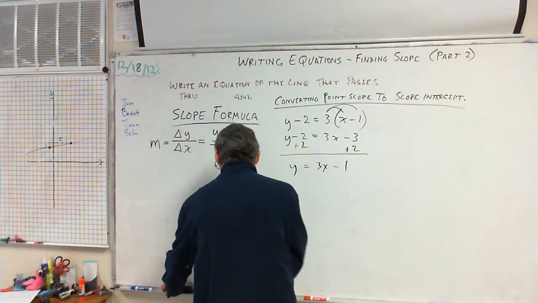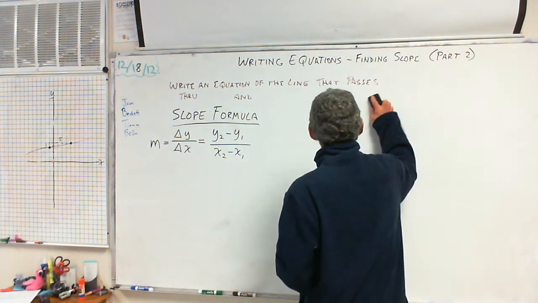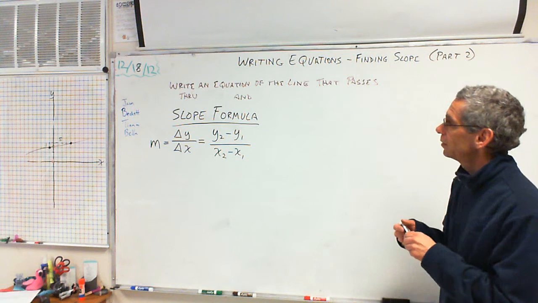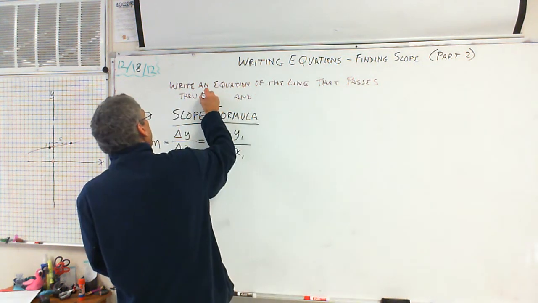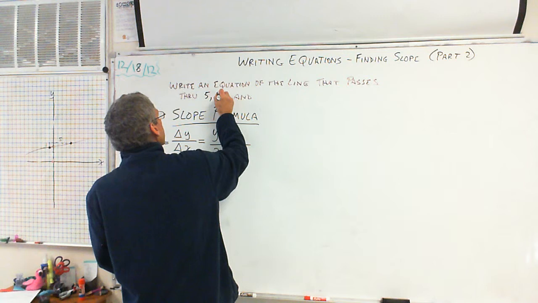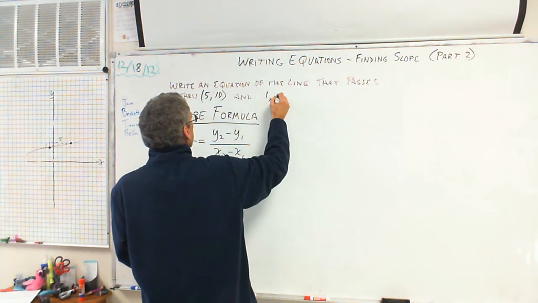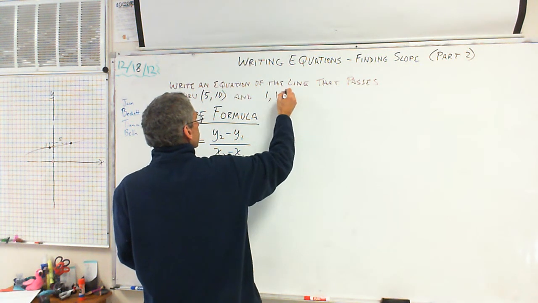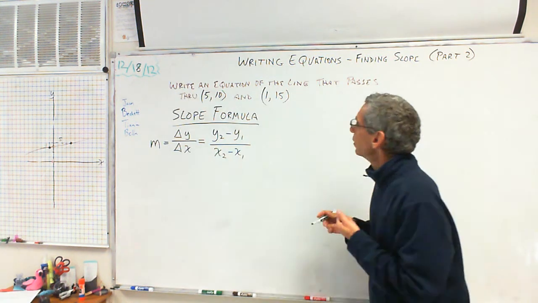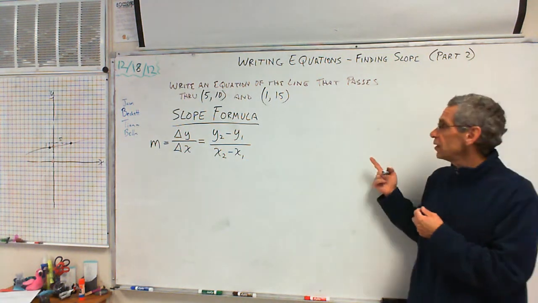Oh, I'm going to erase this. So if you've been given 2 points, right? Let's say write an equation of a line that passes through 5, 10, and 1, 15. Okay? It's going to be a curvy line. So we're going to figure this out right now.